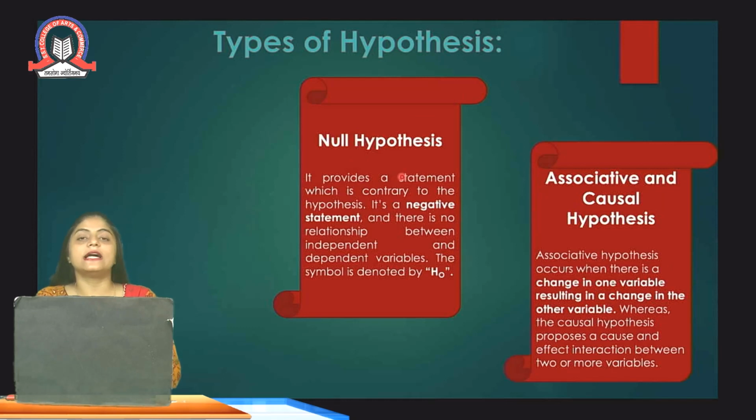The next is the null hypothesis, which is always a negative statement and is denoted as H0. Next is the causal hypothesis. In this, a change in one variable results in a change in another variable. That is called an effect interaction between two or more variables. So, all these are the types of hypothesis.